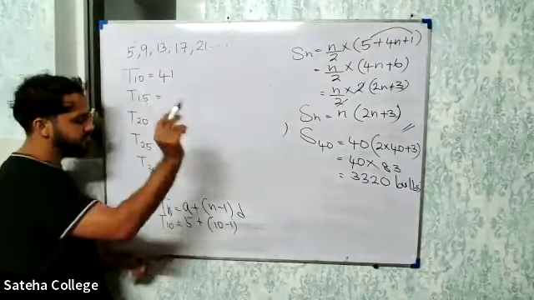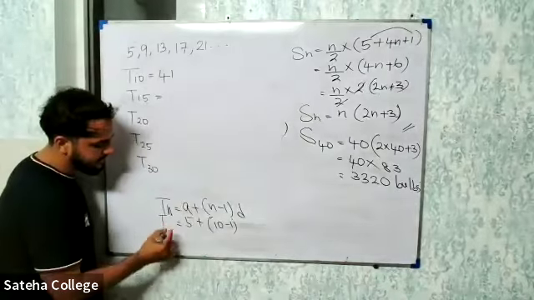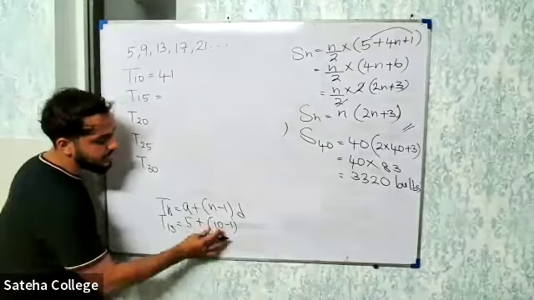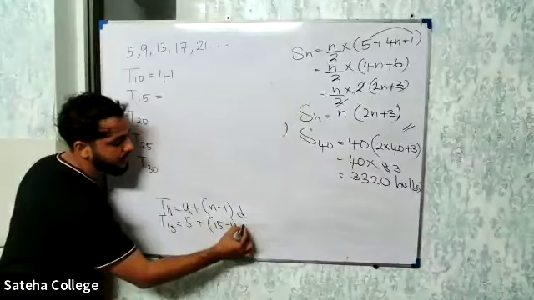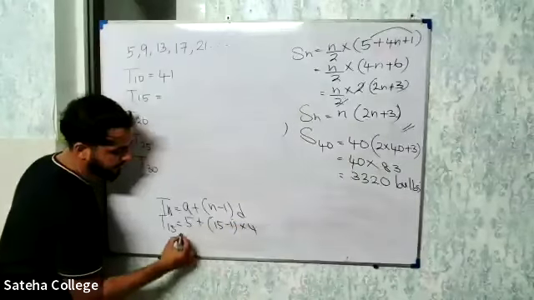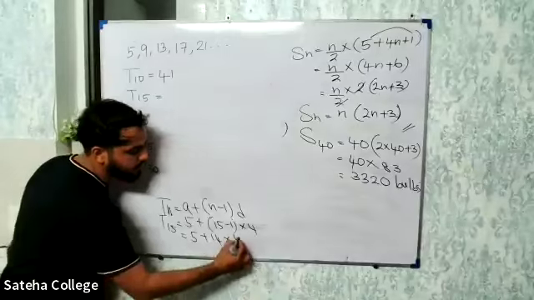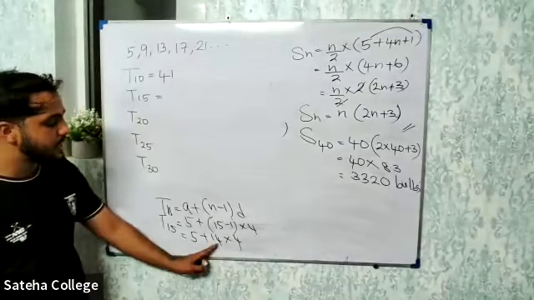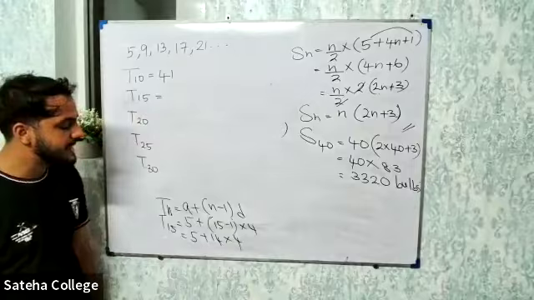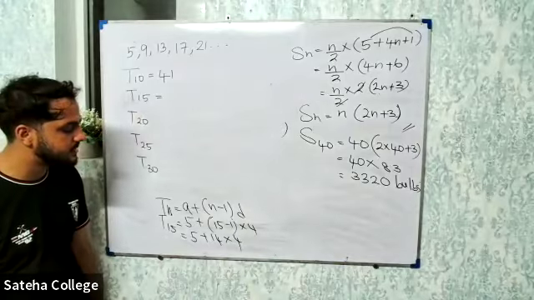We can find for the 15th circle. Look at the board. 15th circle, 15 minus 1, common difference is 4. So 5 plus 14 into 4. 14 into 4, that is equal to how much? 56?